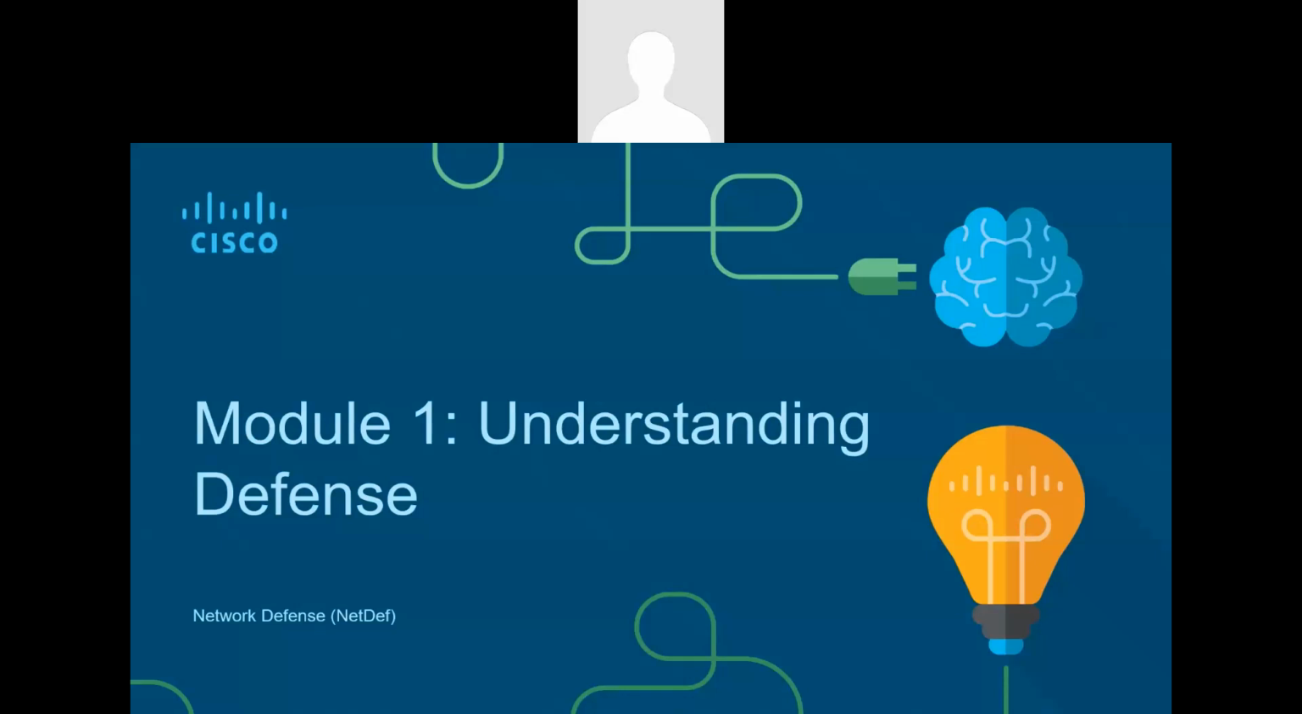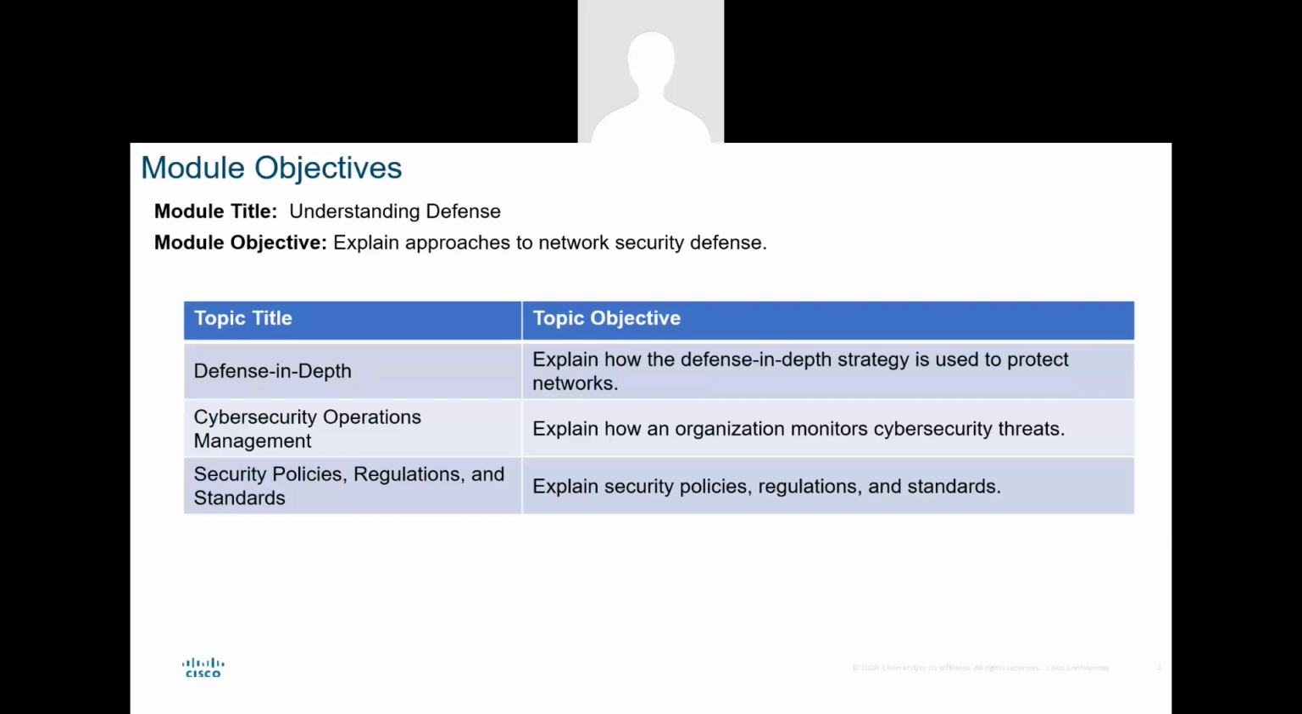This week in CIST 2611, Chapter 1, we're going to be understanding defense. In this chapter, we're going to discuss the approaches to securing your networks. Specifically, we're going to learn about the concepts of defense in depth, asset management, identifying vulnerabilities and threats, and strategies for cybersecurity operations. We're going to start by learning how the multiple layers of security work together to protect organizational assets.